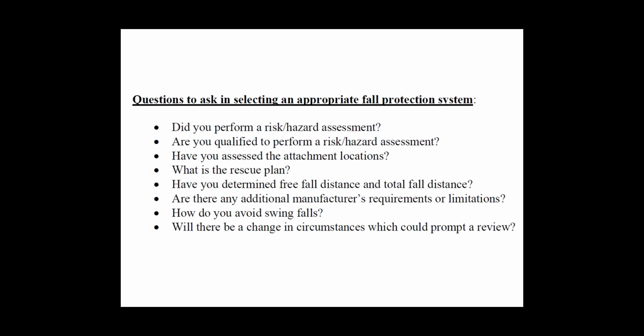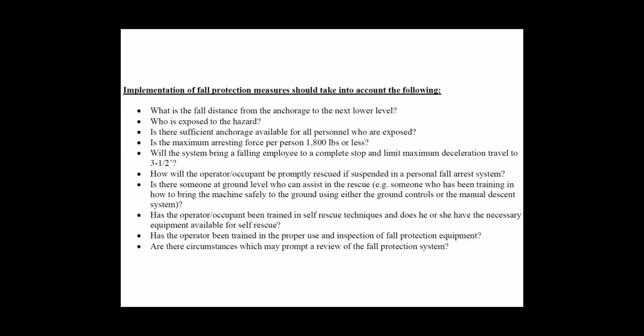Do you have a rescue plan in place? If you're using fall arrest, you have a requirement to have a written rescue plan. Have you determined the free fall distance and the total fall distance based on the anchor point location? Are there any additional manufacturer's requirements or limitations that the manufacturer of the fall protection system may put in place? How do you avoid swing falls if you're using certain types of fall arrest systems? Will there be a change in the circumstance that you need to readdress based on the task or the work that the operator is engaged upon?